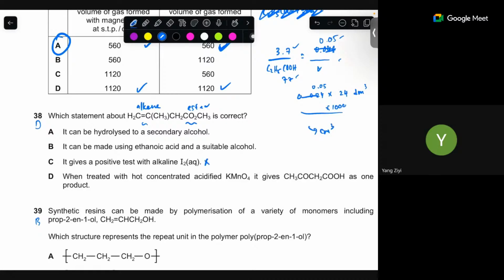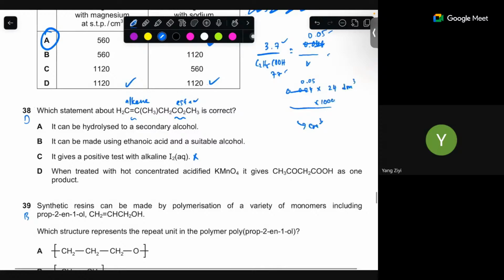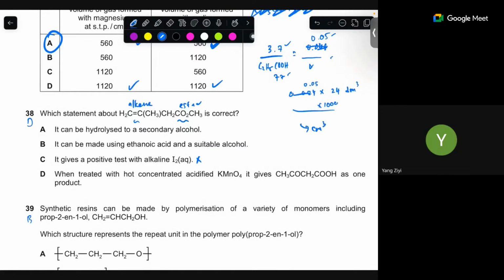So when treated with hot acidified KMnO4, it gives you as one of the products. What happened? Maybe it's broken over here, then you can have the carboxylic acid there, and you can also have this, possible. This part can be oxidized to give you this. So the number of carbon also 1, 2, 3, 4, 5, 1, 2, 3, 4.